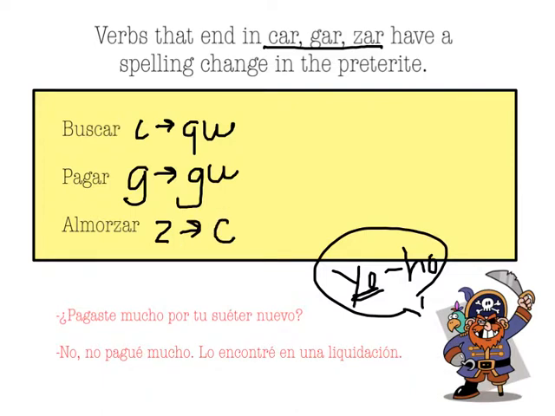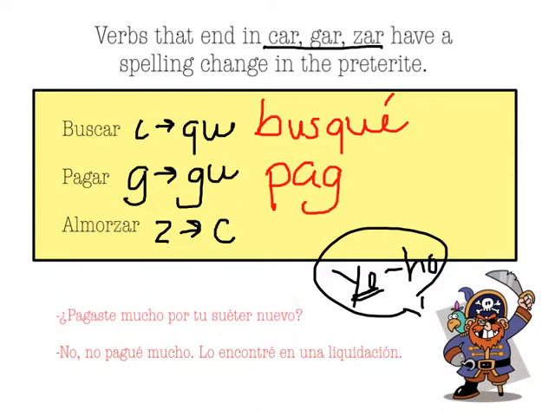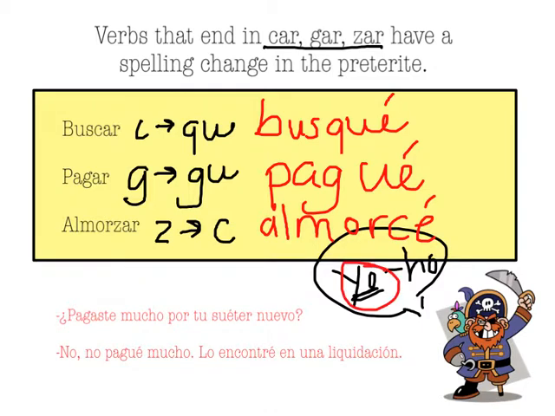And this is just to preserve the way that we say things, because the letters C, G, and Z change how they sound depending on the vowel that follows them, and we don't want them to change. So our yo form of buscar would be busqué. Pagar, to pay, would be pagué. And then almorzar, to eat lunch, to say I ate lunch, would be almorcé. You keep your accents and everything, and remember it's only in the yo form.